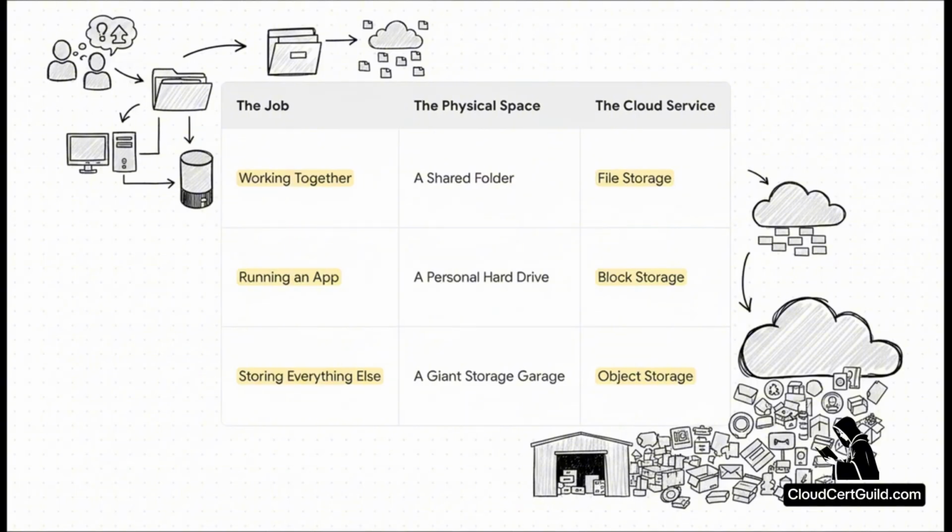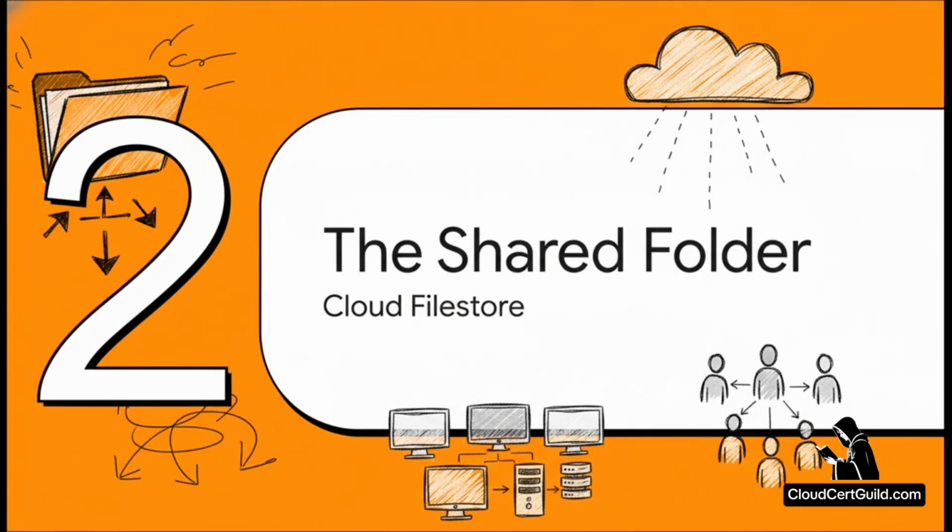When your job is working together on files, the physical space you'd use is a shared folder, right? Well, in the cloud, that's file storage. When the job is running an app, that app needs its own personal hard drive to work from. In the cloud, we call that block storage. And for the last job, which is basically storing everything else, you need a giant storage garage. And that, my friends, is object storage. This right here is our core framework. Simple, right?